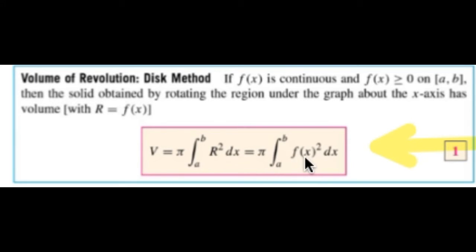And the thing about it is the radius, when you're using the disk method, is just the function, because it's the distance from the top of the function down to the x-axis, which is just your y value, which is f of x. And then the a and b here represent the limits of integration.